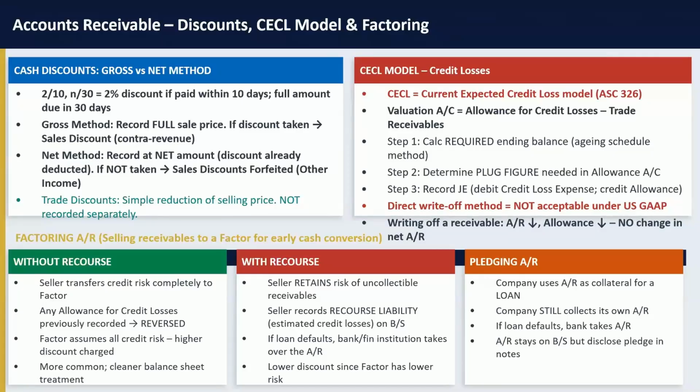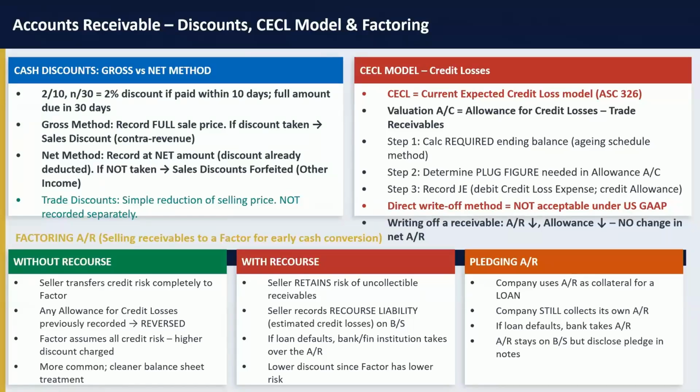Let us say on 10,000 accounts receivable, you are giving a 2% discount to your customers. Now, in the gross method, you don't know how many customers will avail this discount. How will a company know it exactly? So what they do, they will record the full sale price, 10,000. Then suppose the customer is taking the discount. At that time, they will subtract this discount amount, that is 2% of 10,000, and the remaining 9,800 they will be entering. That is in the gross method.